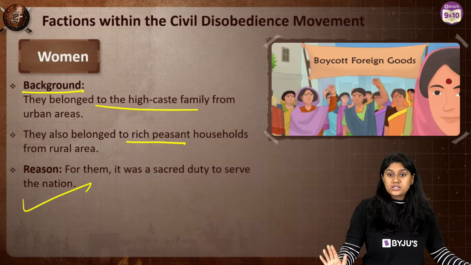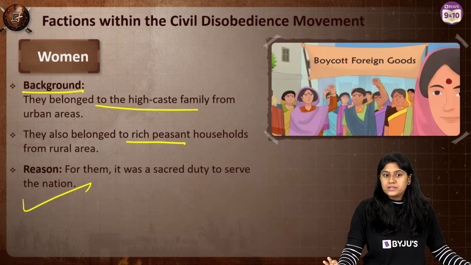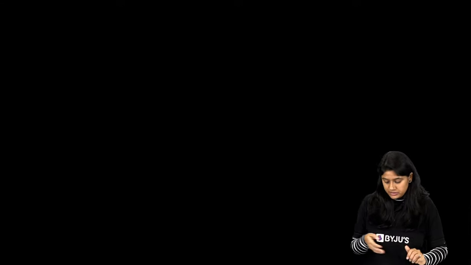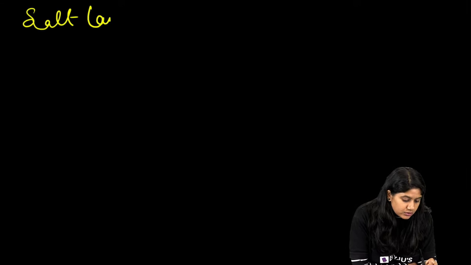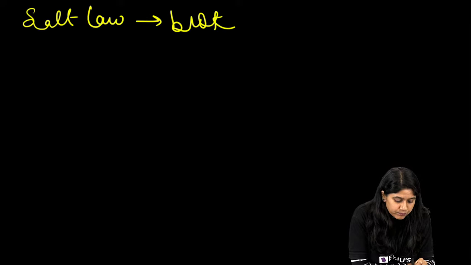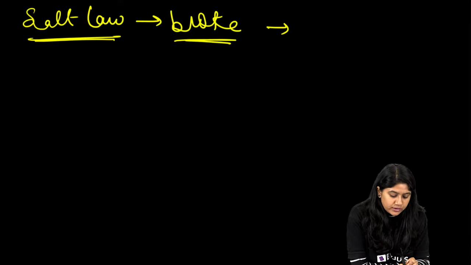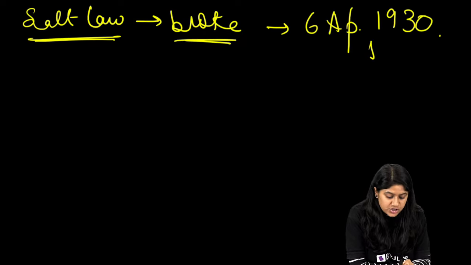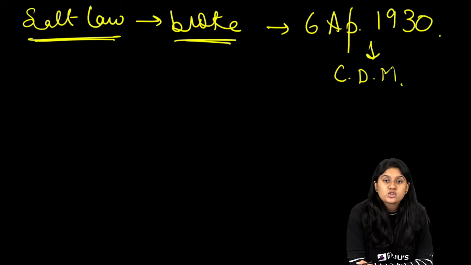I will repeat all of this once again, but for now, are you clear with it? All of you, now please listen to me when I'm saying this again. So the civil disobedience movement started, right, by Gandhiji when he broke the salt law, right, when he broke the salt law, clear? After the salt law was broken on 6th April 1930, we saw the initiation of the CDM, the civil disobedience movement.